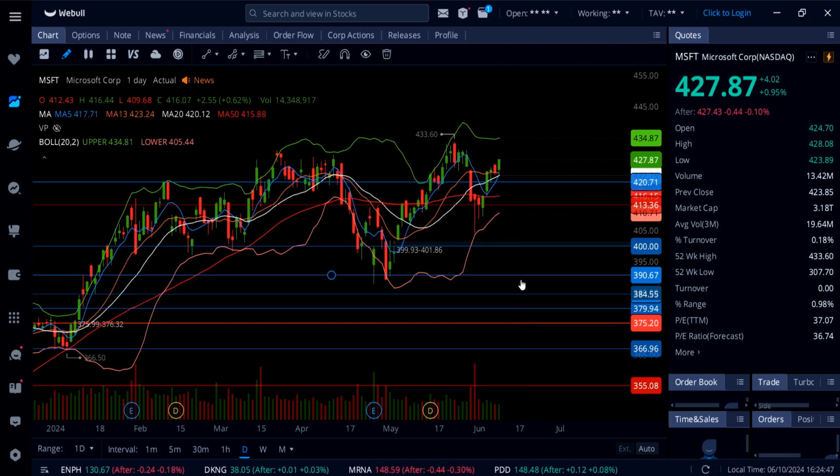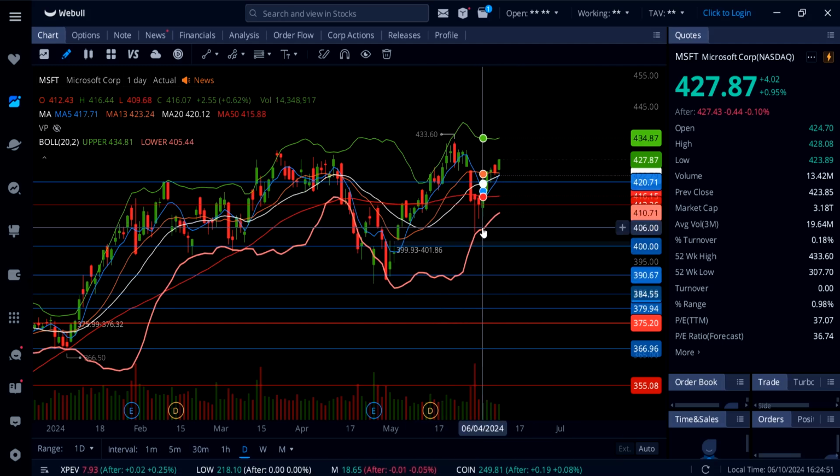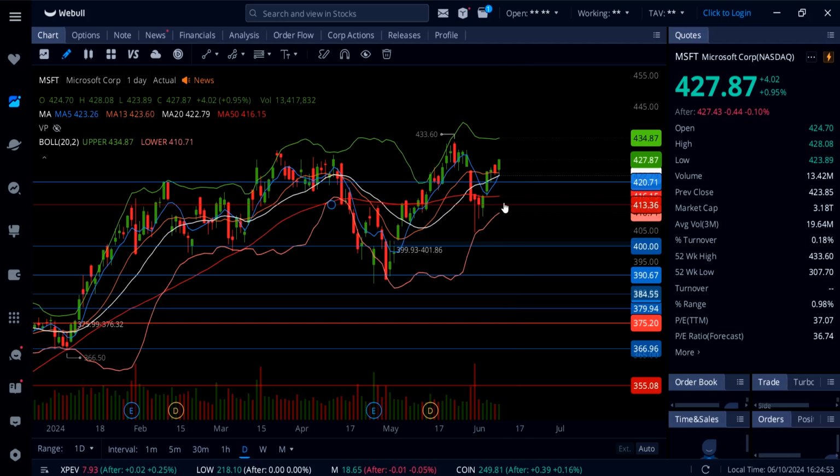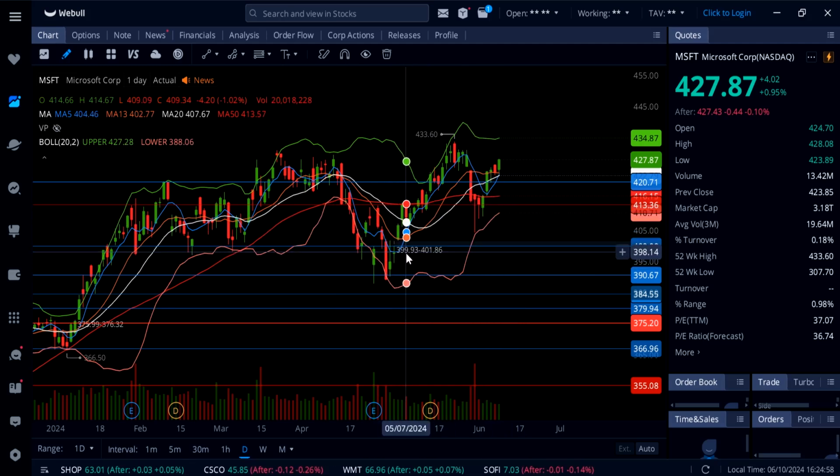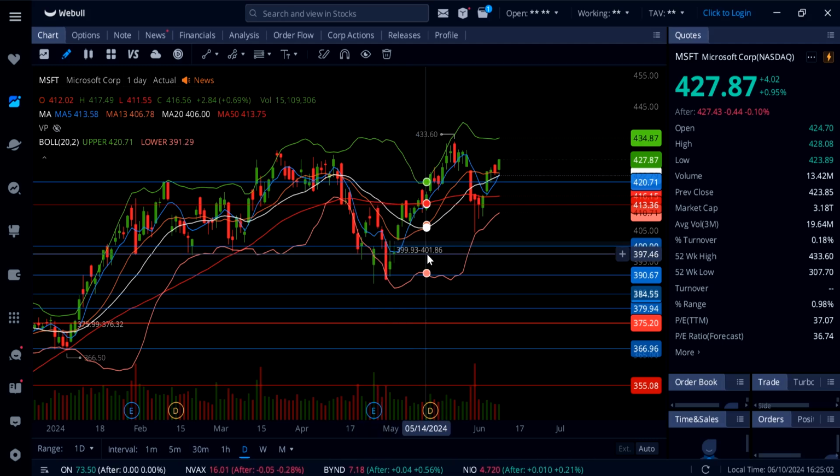50 SMA, this red line, 413, 410, lower Bollinger Band on this daily time frame. And if that's out, you're going to see a dump all the way down to 399.93 to close this gap all the way down here on Microsoft.